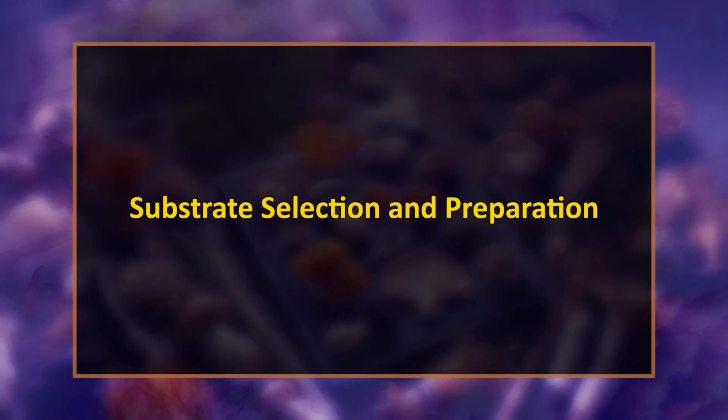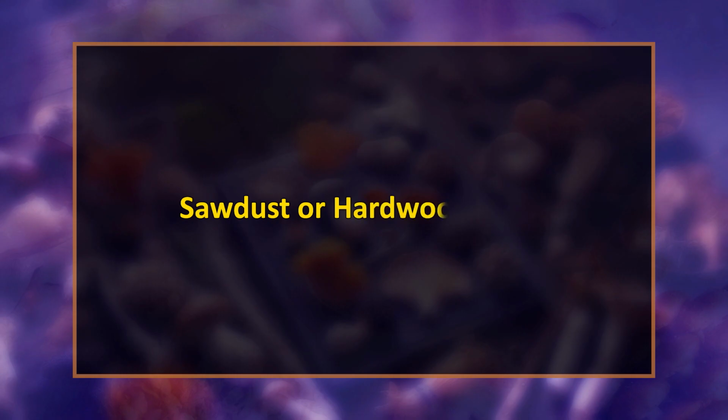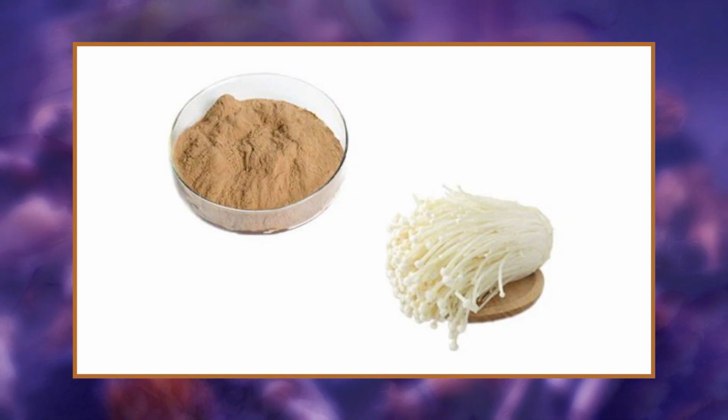Second is the substrate selection and preparation. First, what are the suitable substrates? Sawdust or hardwood chips. Enoki mushrooms are often grown on sterilized hardwood sawdust, or a mixture of sawdust and straw. Many commercial growers enrich the sawdust, often from hardwoods, with supplements such as rice bran or wheat bran. These supplements provide additional nutrients and help support vigorous mycelial growth.